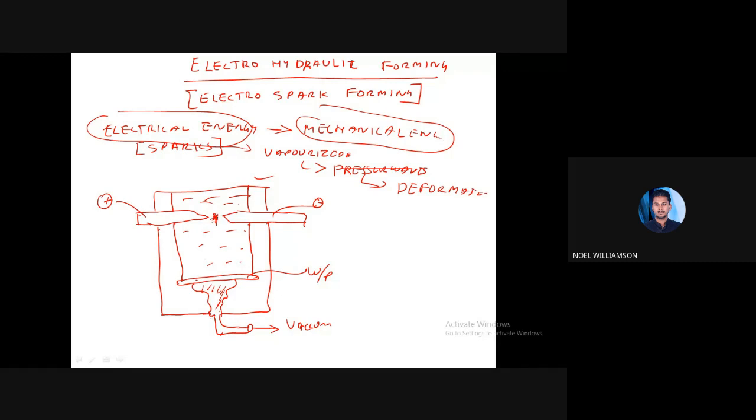So the spark is generated. Due to the spark, the adjacent particles vaporize, and due to this pressure waves will be created, and this pressure reaches the workpiece and forces or collapses the workpiece along the mold, and the final product will be obtained. So this is electrohydraulic forming.